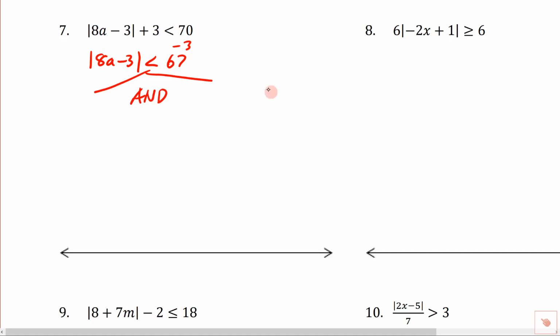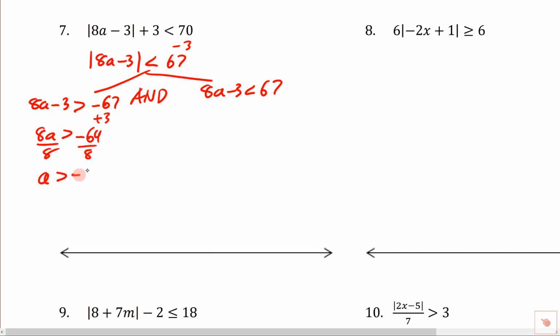So on this one over here, when we're going to the right, again, we just take off the absolute value. We solve it like we normally would any other inequality. And then over here, what we do is we take off the absolute value and we make the 67 negative. And remember, when we introduce a negative into an inequality, we have to switch the direction of the inequality. So I want to find when this is true and at the same time when that's true. So let's go ahead and solve. So I am going to add 3. That's going to give me 8a is greater than negative 64. We're going to divide by 8. So this is a is greater than negative 8.